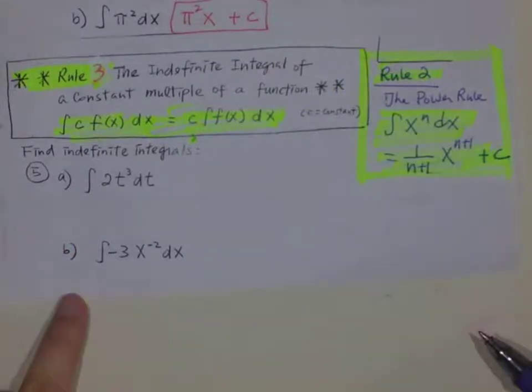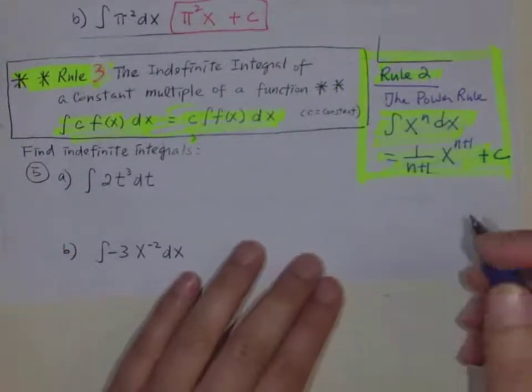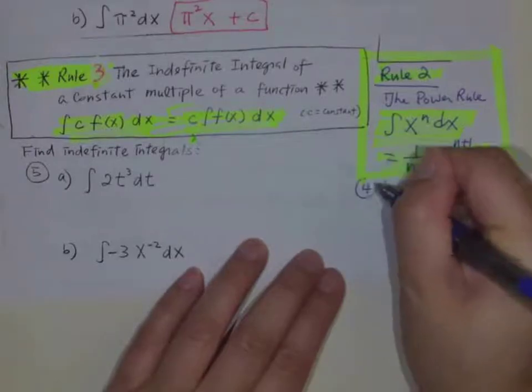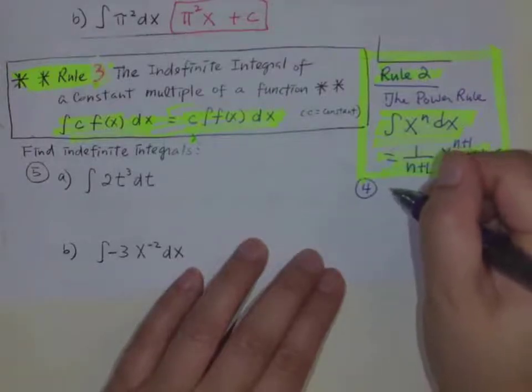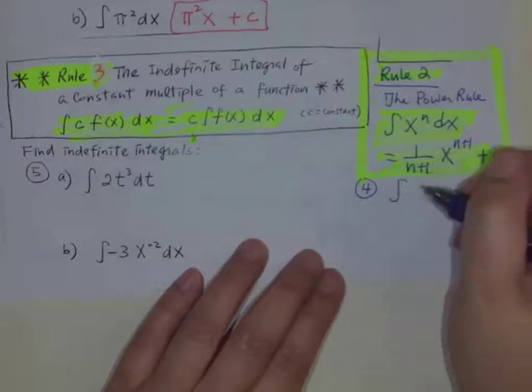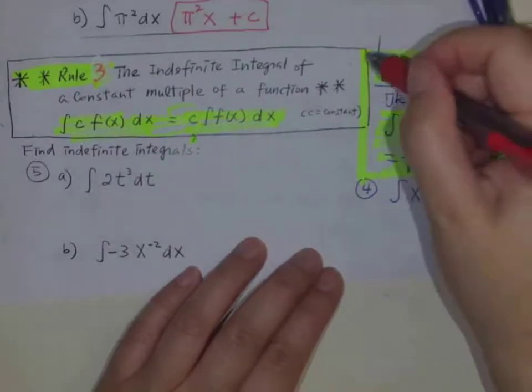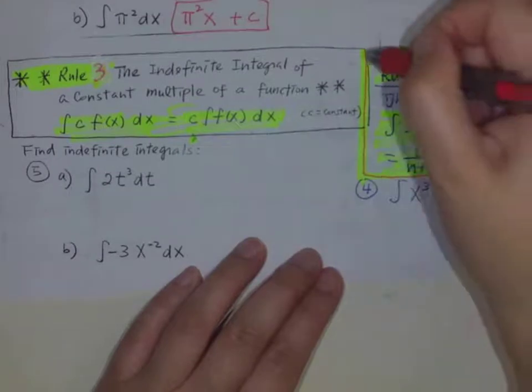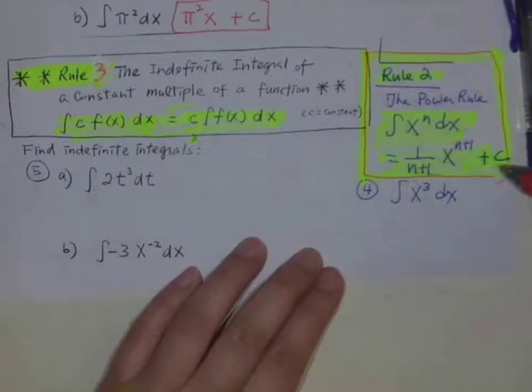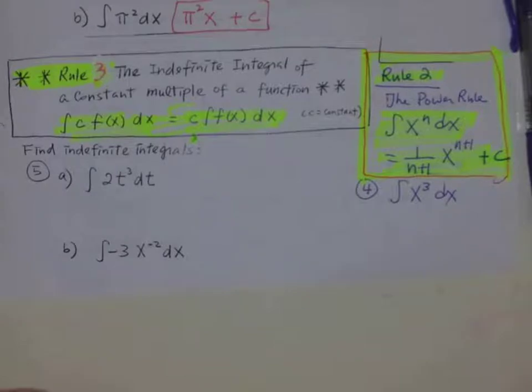I'm going to add, this is 5a and b. Let's add number 4 here. I want to take an integral of x cubed dx. Alright, separate this. Sorry, it's kind of crammed together. Alright, so let's start with this.